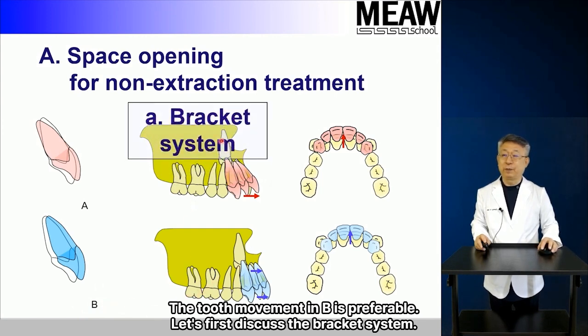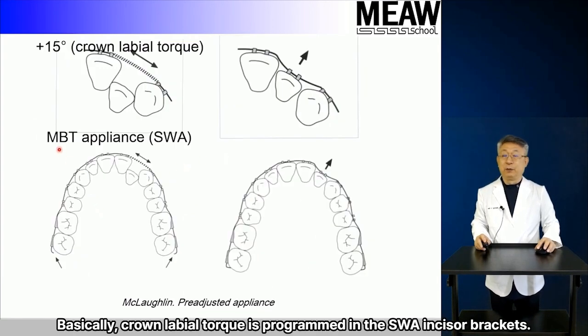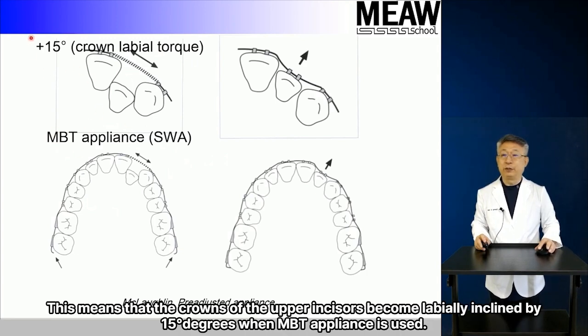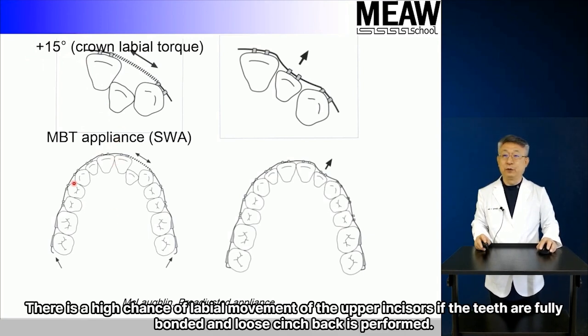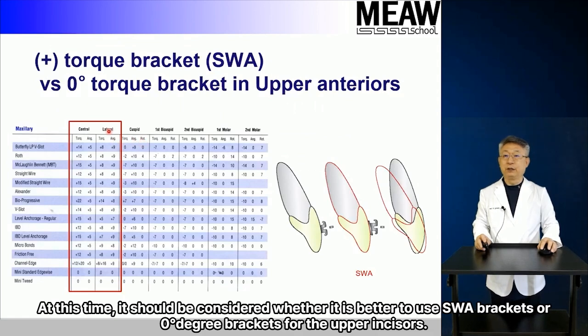Let's first discuss the bracket system. Basically, crown labial torque is programmed in the SWA incisor brackets. This means that the crowns of the upper incisors become labially inclined by 15 degrees when MBT appliance is used. There is a high chance of labial movement of the upper incisors if the teeth are fully bonded and loose cinch back is performed. At this time, it should be considered whether it is better to use SWA brackets or 0-degree brackets for the upper incisors.